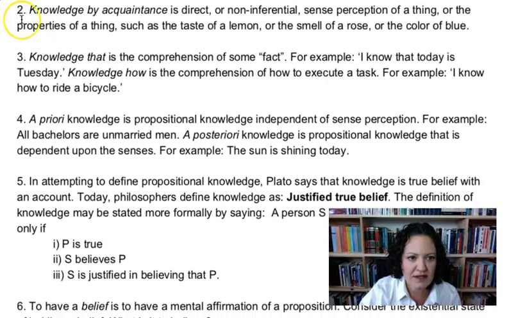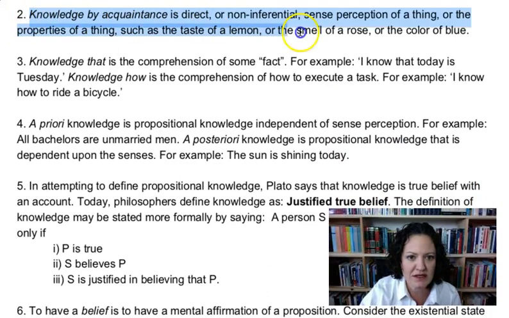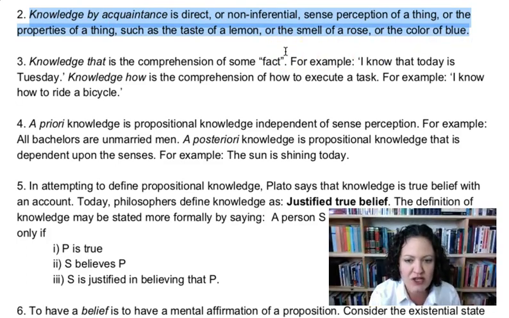All right, the second way we use the word knowledge is knowledge by acquaintance. Knowledge by acquaintance is direct or non-inferential knowledge. It's sense perception of a thing or the properties of a thing. For example, the taste of a lemon or the smell of a rose or the color blue. These are things we know by being acquainted with them. But guess what?